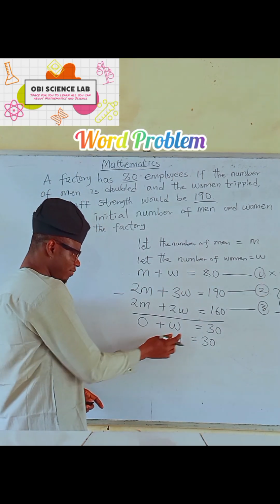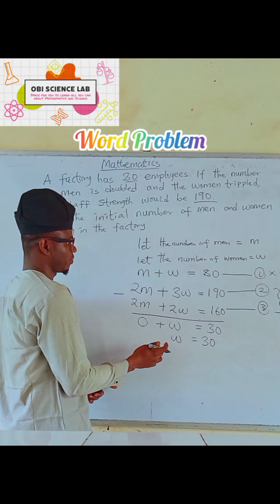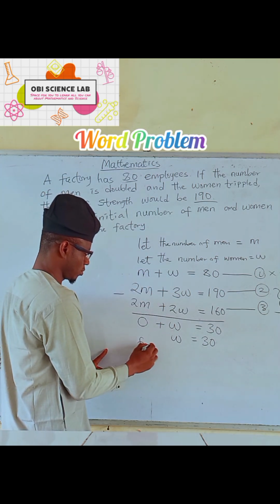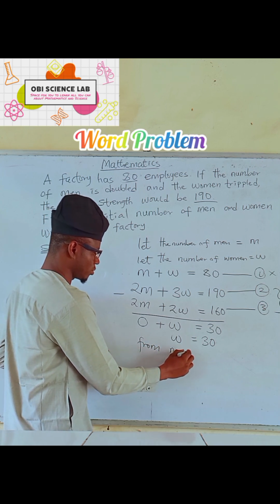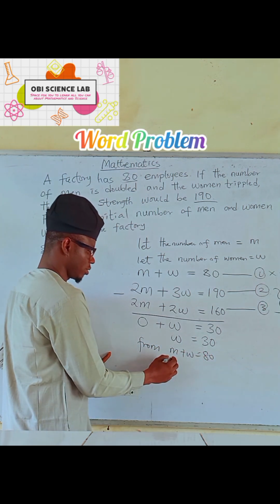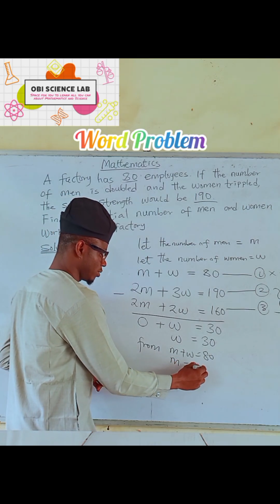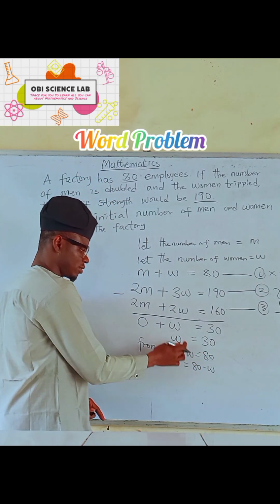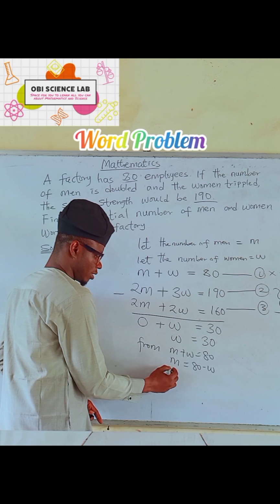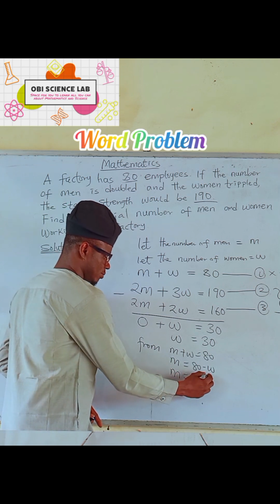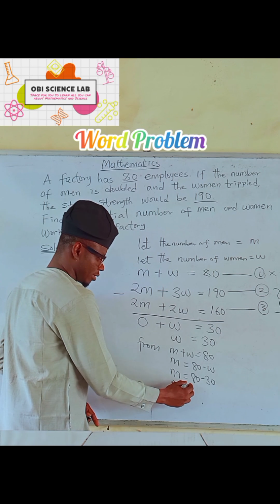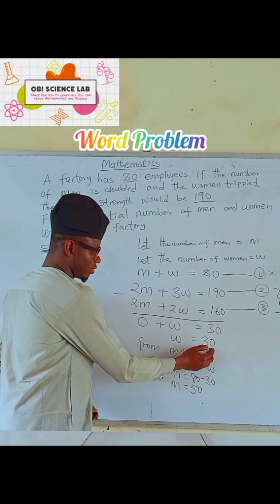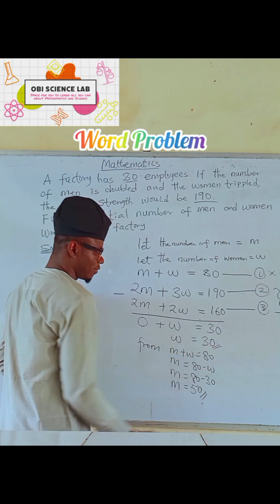So if w is equal to 30, let's find m. From equation 1, m plus w equals 80, so m should be equal to 80 minus w. Having found that w is equal to 30, m should be 80 minus 30. And 80 minus 30 gives us 50. So I've been able to find the value for m and the value for w.